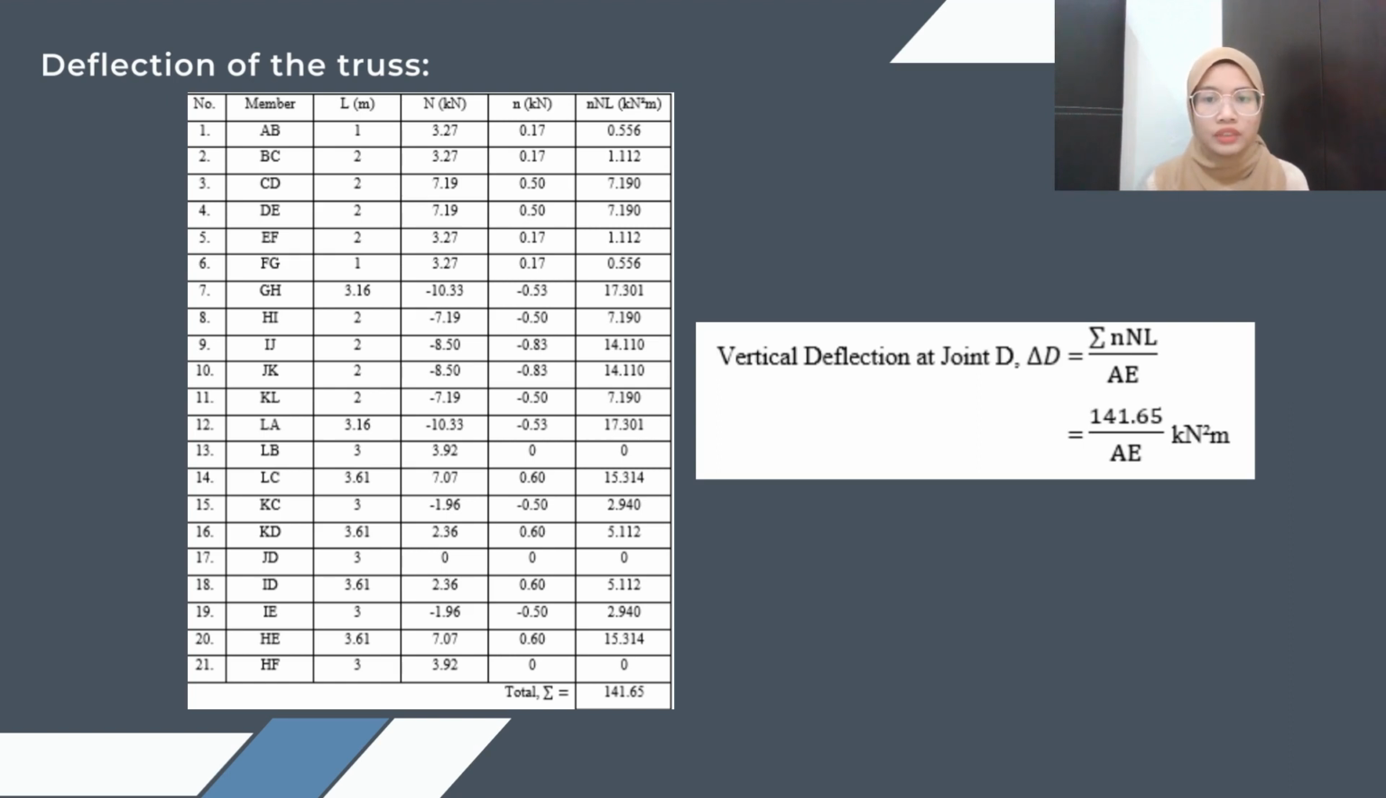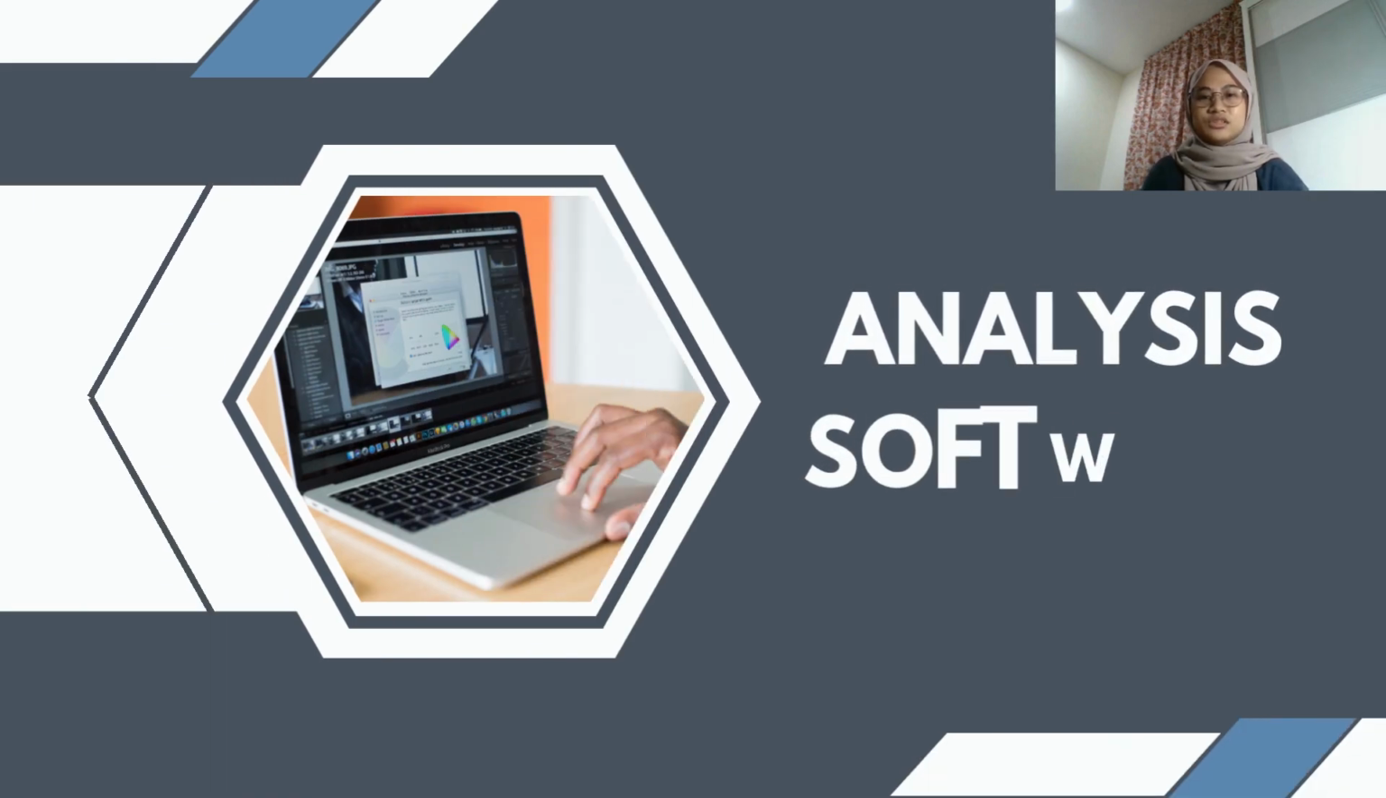Based on the direction of the internal force, we can also identify whether the member is in compression or tension. If the direction is compression, then the value is negative, while if the direction is tension, then the value is positive. In addition, the length of each member also needs to be placed in the table because the formula to calculate deflection is the sum of NnL per AE. Using this formula, we get the vertical deflection at joint D as 141.65 kN²m per AE downward.